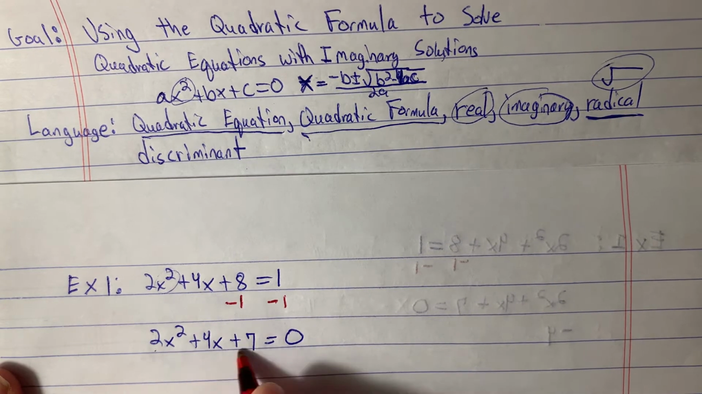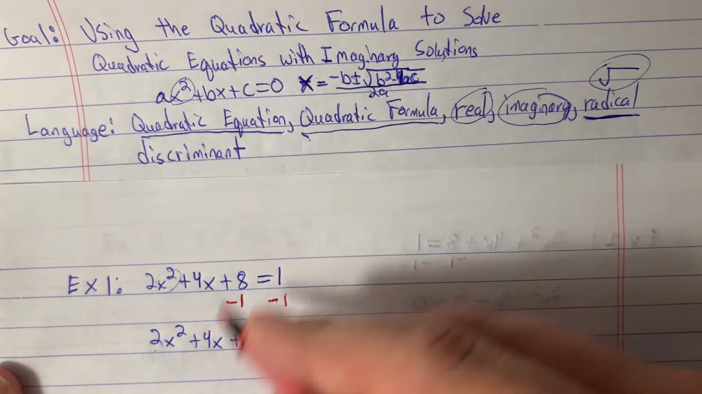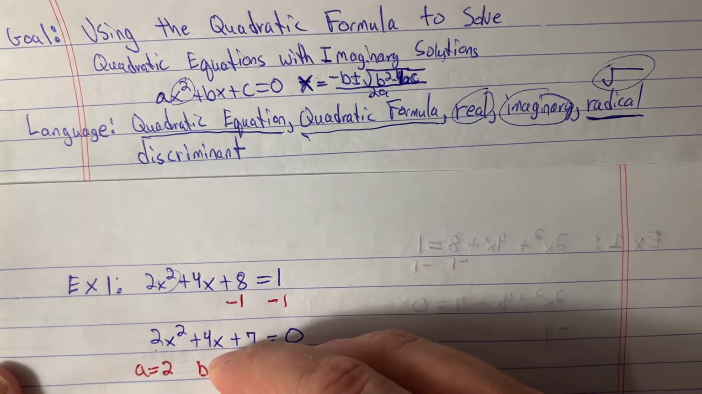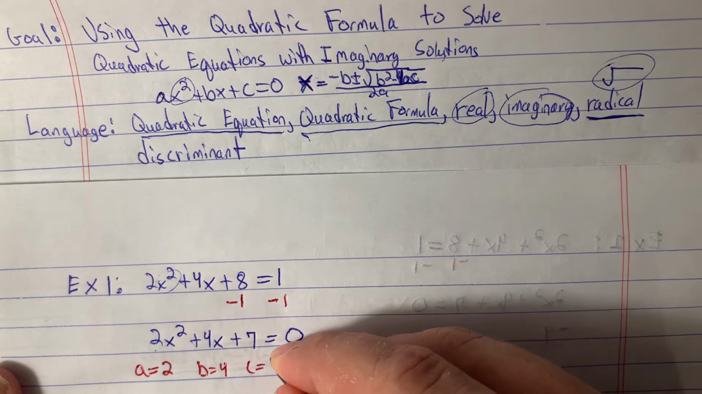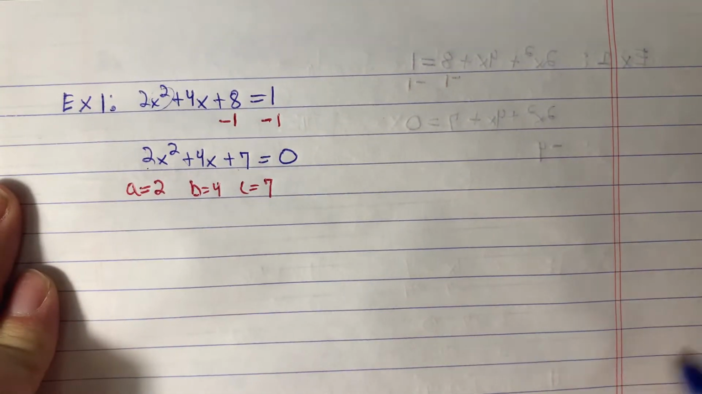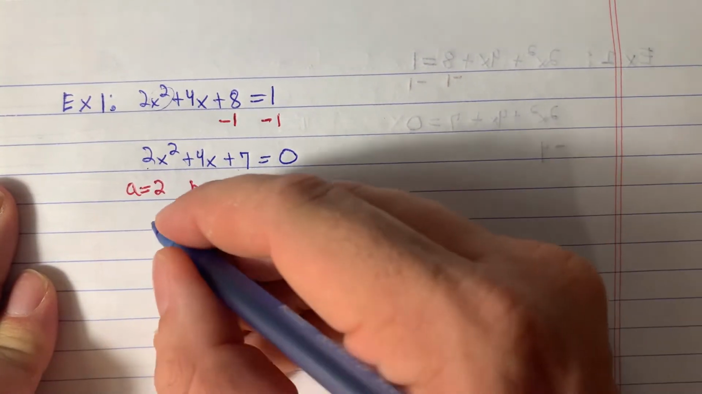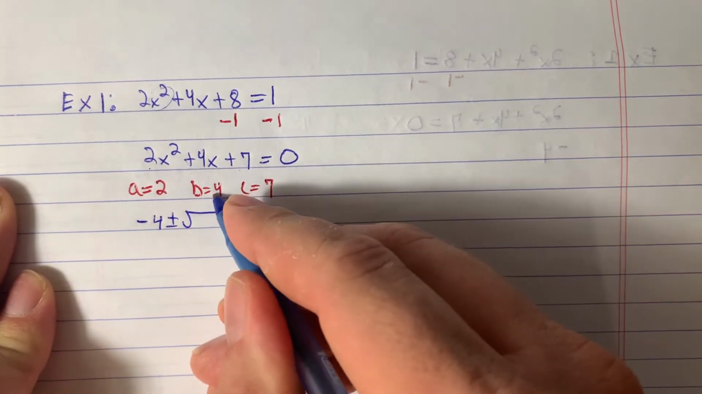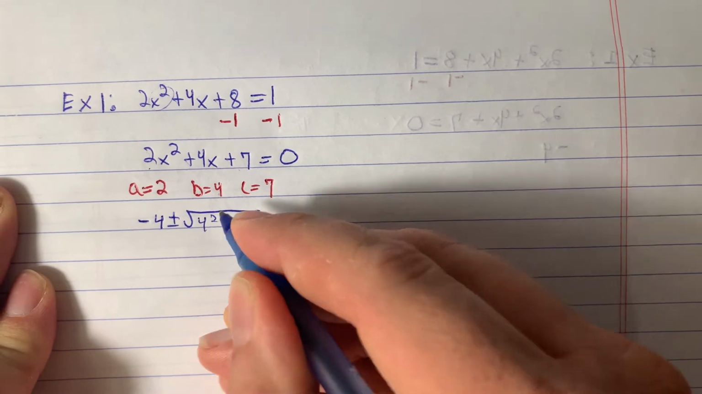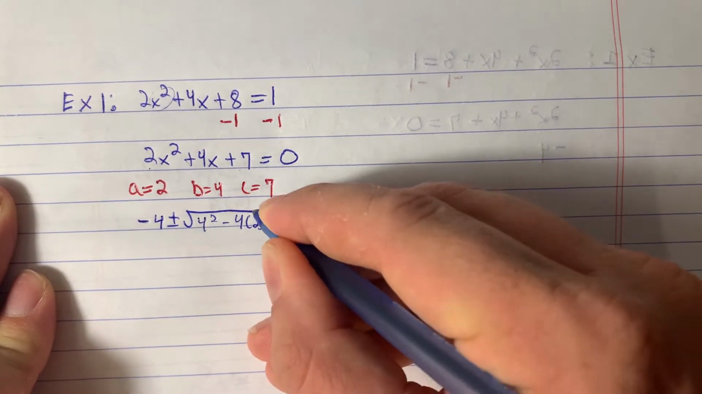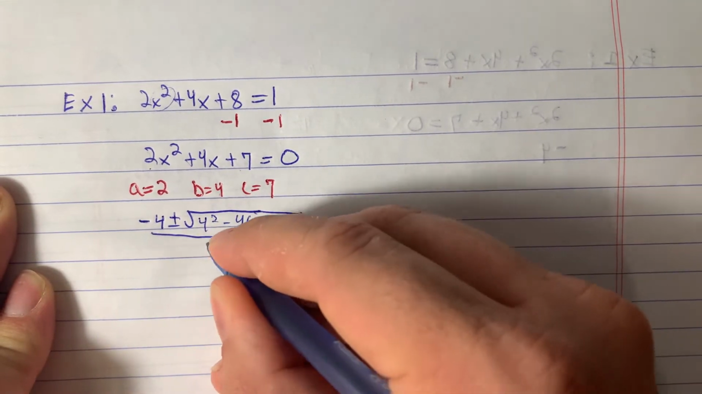Here we have the quadratic equation in the right form, and so now we need to say our a is 2, our b is 4, and our c is 7. And we're going to use the quadratic formula with those values. The quadratic formula is, of course, negative b plus or minus the square root of b squared minus 4 times a times c, all over 2a.